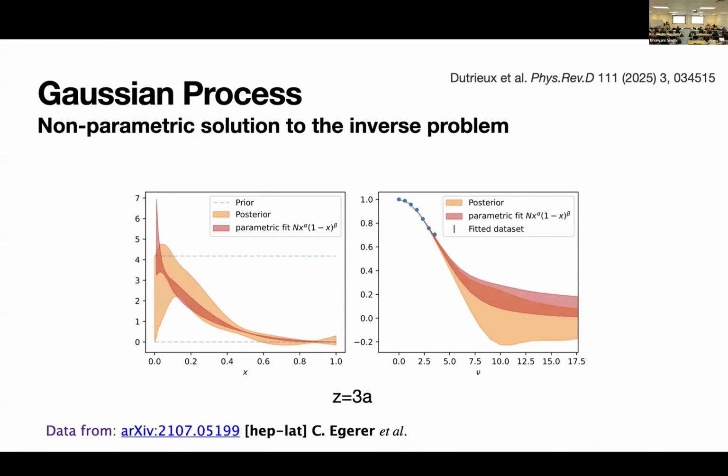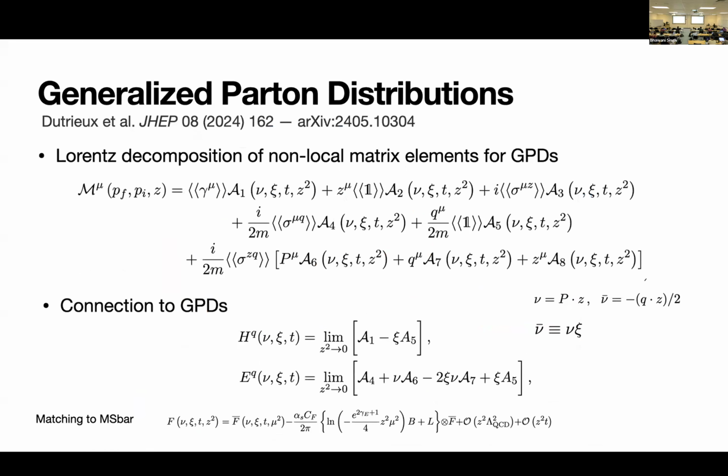And here is an example of how this technique works. These are the input data points, and this is the extracted PDF using this Gaussian process methodology. Let me not spend too much more time here.